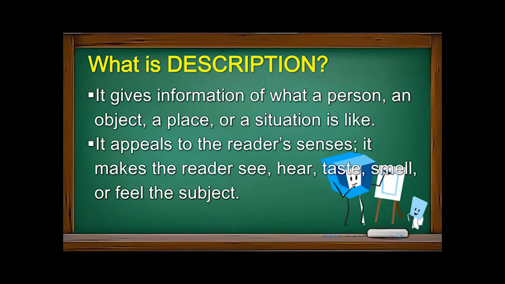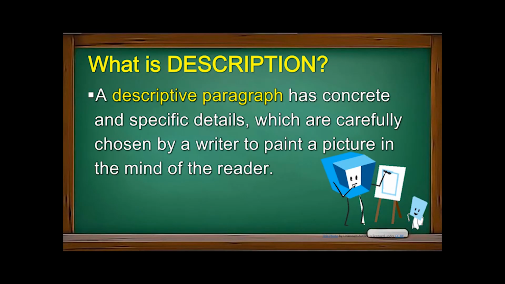Literary analysis, descriptive essays, business plans, lab reports, and research papers are some examples of writing genres that use descriptive paragraphs. A descriptive paragraph has concrete and specific details which are carefully chosen by a writer to paint a picture in the mind of the reader. It is a pattern of development which goes into details about a specific object, person, or location in order to firmly set its appearance. It usually answers the questions, what does it look like, or what are its characteristics?